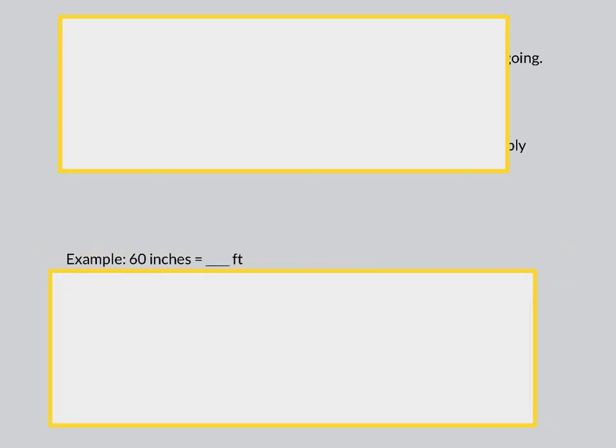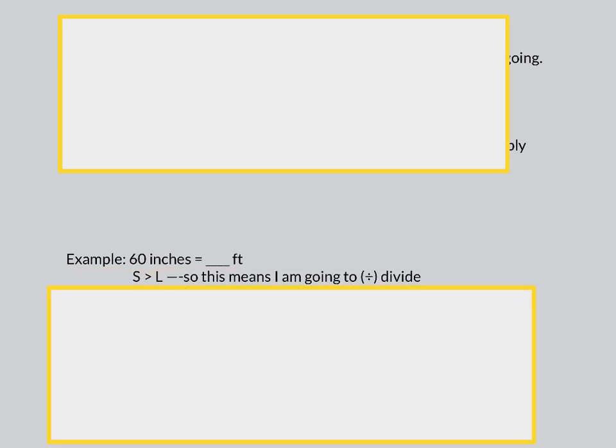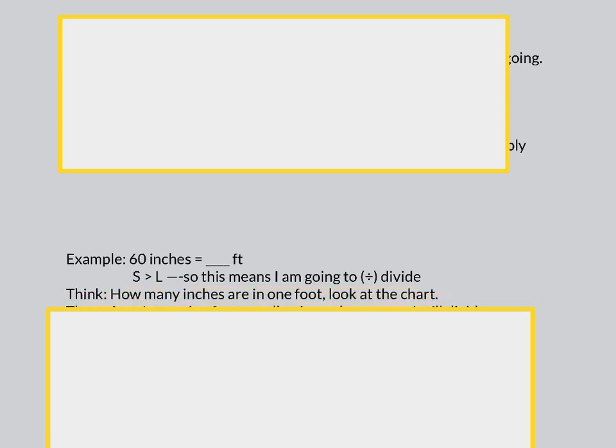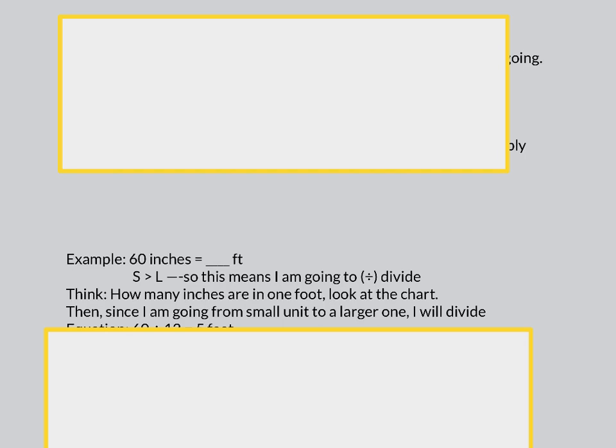Okay, we have 60 inches is how many feet? Well, you first know that inches is smaller than feet, so I'm going S to L. S to L alphabetically is kind of weird, so that's the divide one. So it means I'm going to divide. So you think, how many inches are in 1 foot? And then look at that chart. It's 12 inches in 1 foot. And since I'm going from a smaller unit to a larger one, I will divide. The equation will be 60 divided by 12, which equals 5. So there's 5 feet in 60 inches. Okay, so the S to L helps me determine if I'm going to multiply or divide.